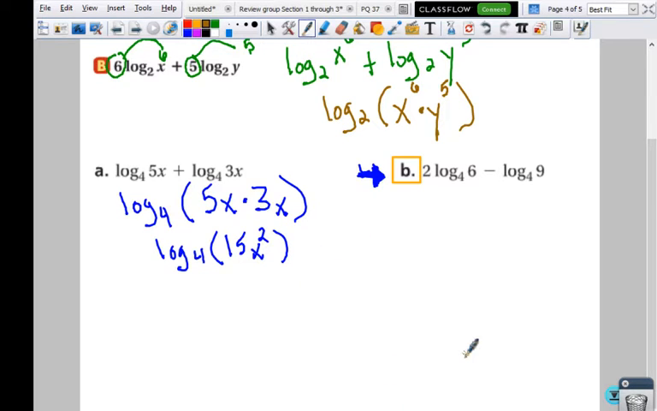Alright, you guys are doing part B. Wait, how do you do this? I didn't know at the front end.